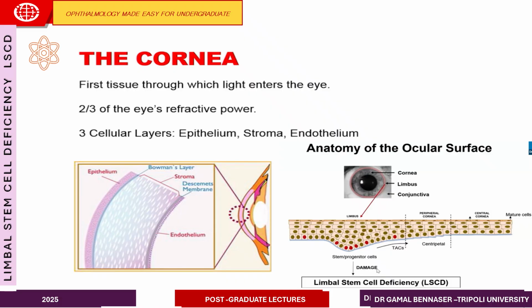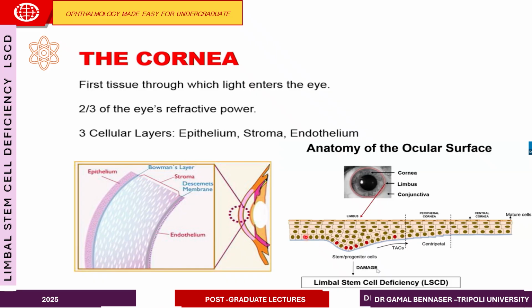Starting with the cornea, as you know, the cornea is the outermost transparent part of the fibrous coat of the eye, and it constitutes two-thirds of the dioptric power of the eye. And it contains mainly three cellular layers, that's the epithelium, stroma, and endothelium, and two acellular layers, that's the Bowman's membrane and the Descemet's membrane. Now, what's important for us in this session is the limbus.